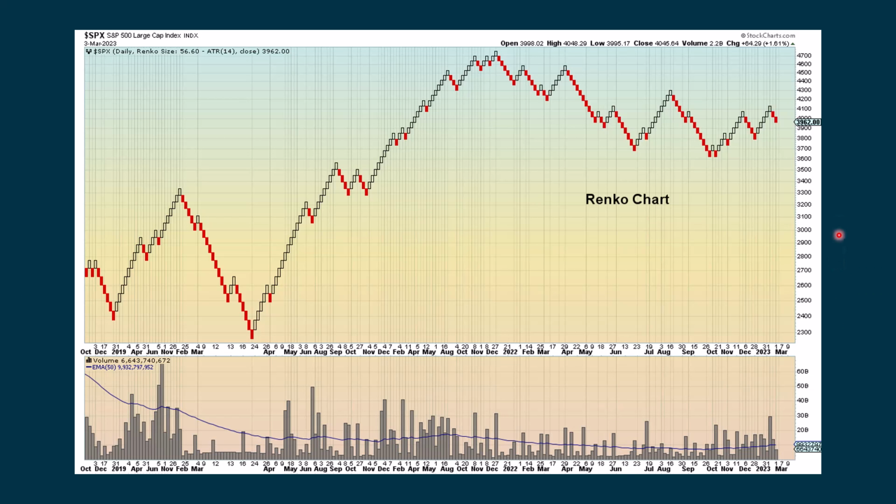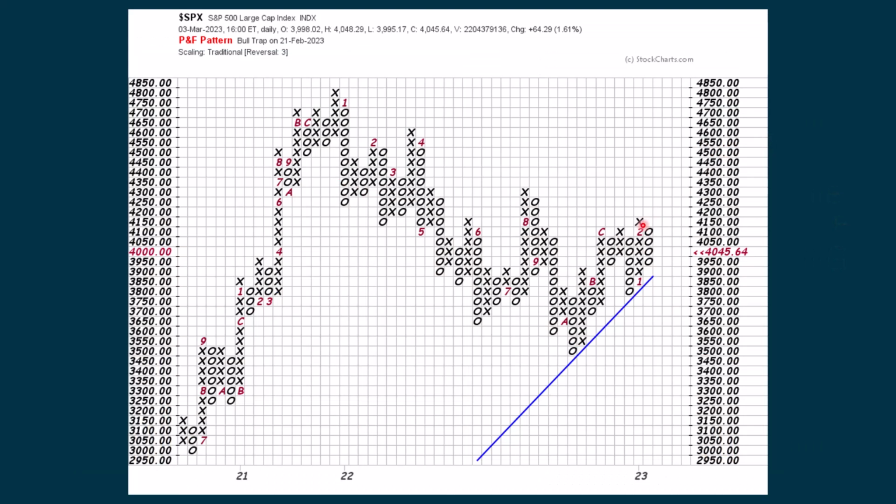Looking at some of our different charts, the Renko is still suggesting things are negative. We have red blocks. Nothing new was generated in the point and figure chart. We still have a signal that was generated on February 21st calling a bear trap.